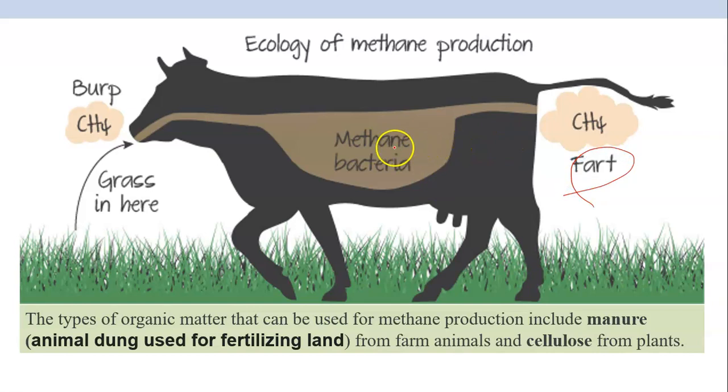So the farts of cows are methane, and they do a lot of farting, so they release a lot of methane into the atmosphere, and also by burping.